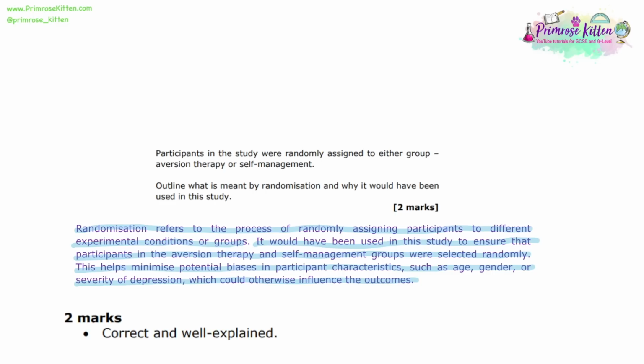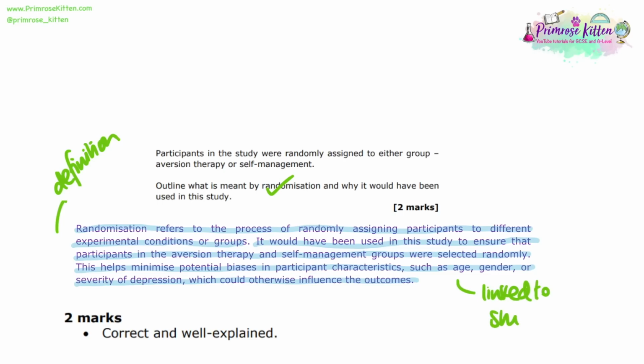This response is a good answer to the question, as it begins by clearly defining randomisation as a process of randomly assigning participants to different experimental conditions or groups. This concise definition makes it clear that the concept is well understood. The response then goes on to explain why randomisation would have been used in the specific study mentioned.